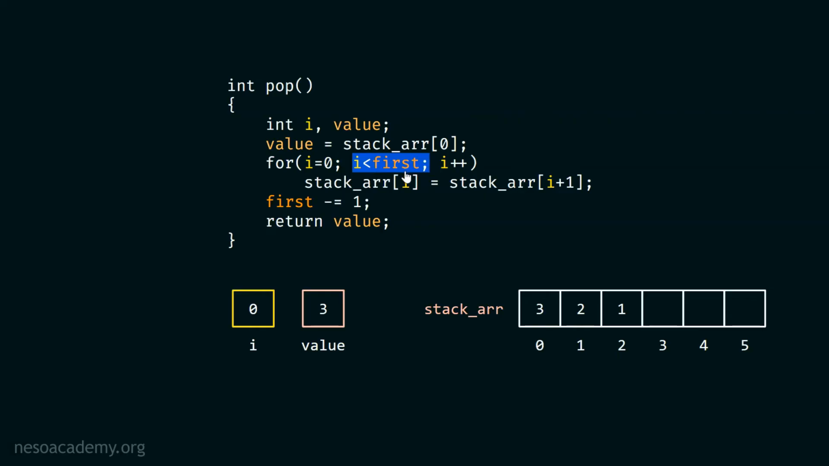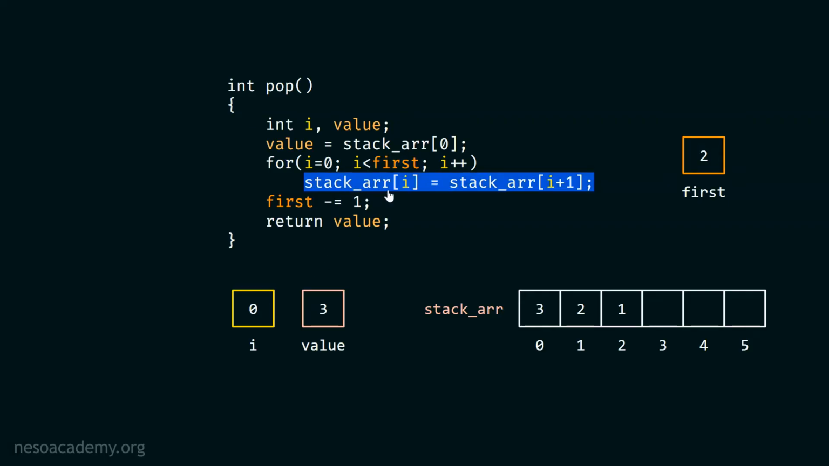We know that first is a global variable, right? And the first variable is currently holding this value 2, which is the index of the first inserted element. Currently the first element is 1 and the index of this element is 2. Therefore, this will get replaced by 2. Actually, we are checking this condition: is I less than 2? We know that 0 is less than 2, so we will get inside this for loop.